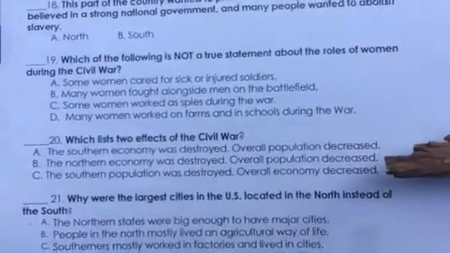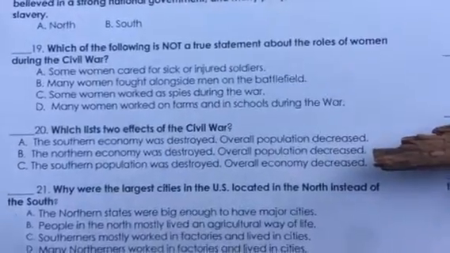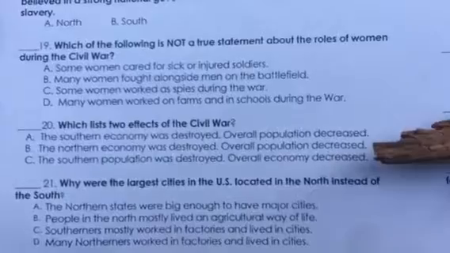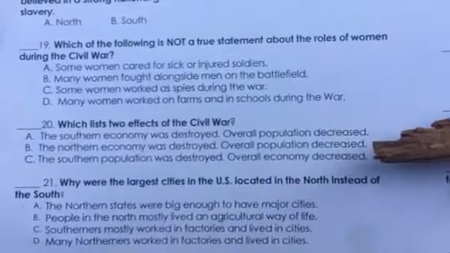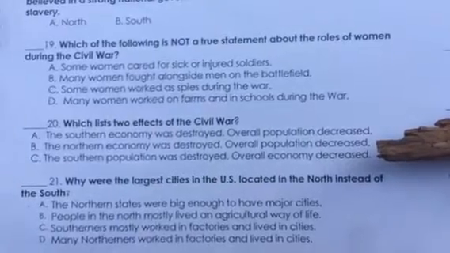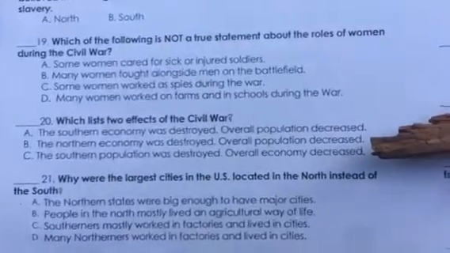20. Which lists two effects of the Civil War? A. The Southern economy was destroyed. Overall population decreased. B. The Northern economy was destroyed. Overall population decreased. C. The Southern population was destroyed. Overall economy decreased.